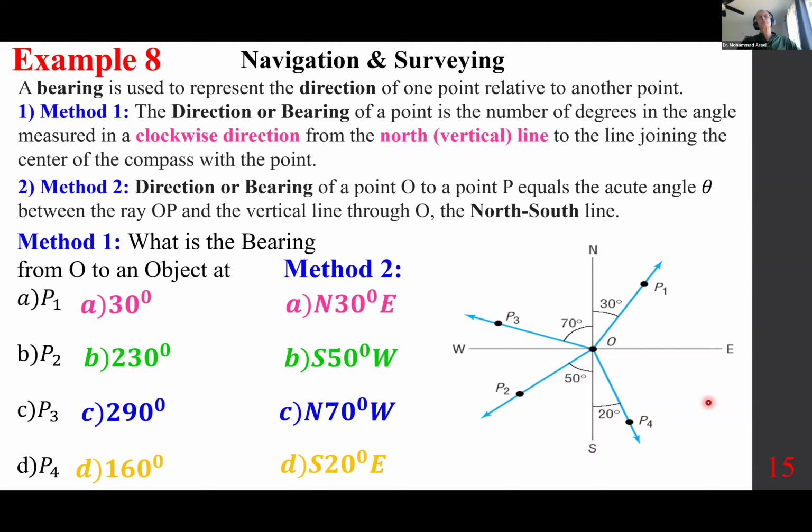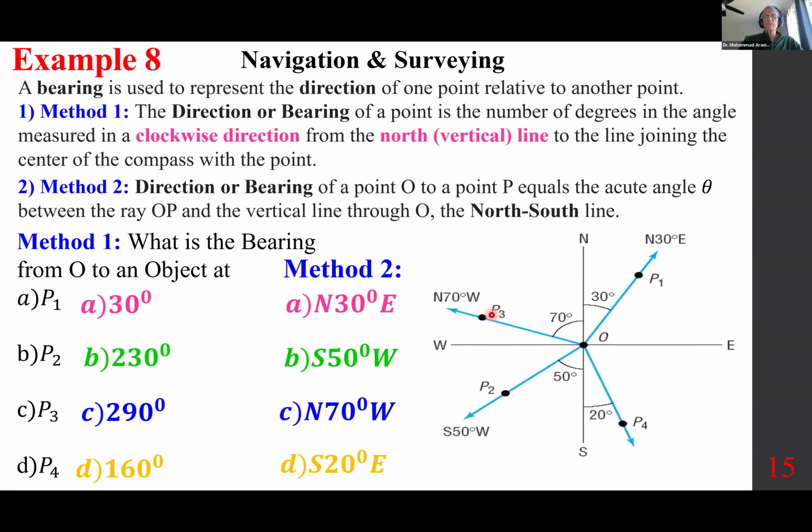So a quick recap. You either just look at the north only, so for P1, for example, would be 30 degrees. For P4 would be this much, which is 180 minus 20. Or the second method, you start either with north or south. For example, for P1, north is closest. So north, 30 degrees, to the right is east. But this one, north, 70 degrees, and it's west. We're talking about P sub 3. So that's how you do the bearing. Those are all the answers that are written here.